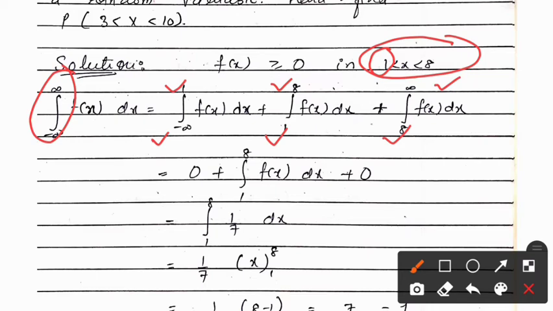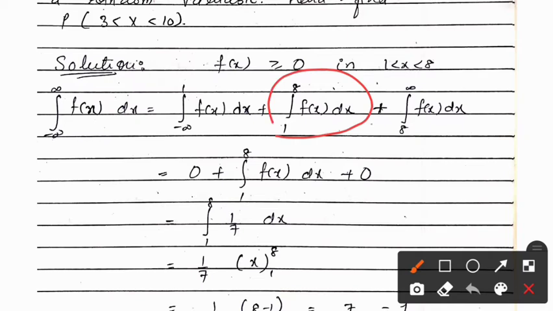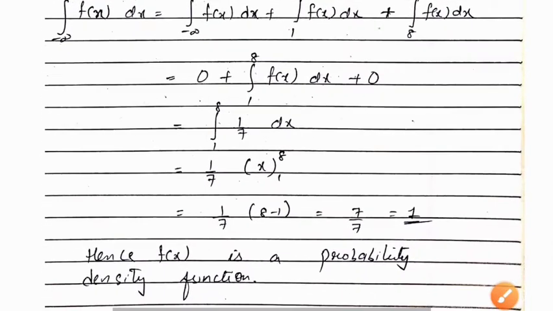So now we know that only between 1 to 8 the value of f(x) is given to us, and that is positive. Elsewhere, everywhere the value is 0, okay. So only for this function you are given the value 1 by 7, and the rest values will be 0 according to your given function.